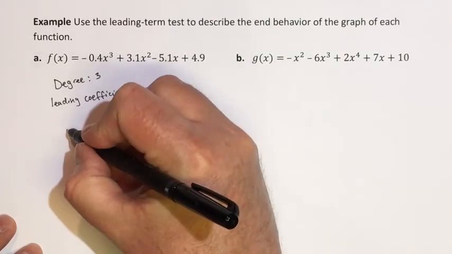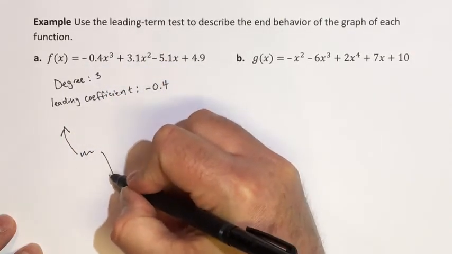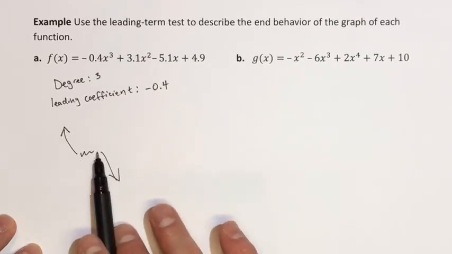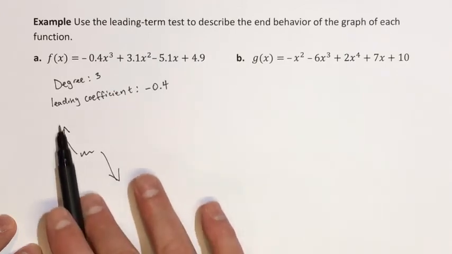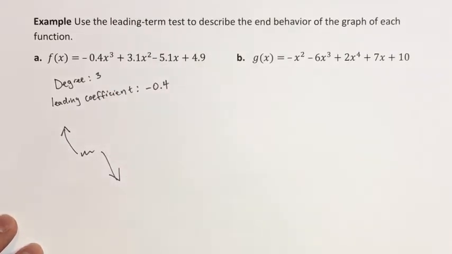So this is a scenario where the graph is going to be up on the left-hand side and down on the right-hand side. Okay? So again, I don't know what's happening in the middle based on the leading term test, but I know that the end behavior is going to be up on the left and down on the right.